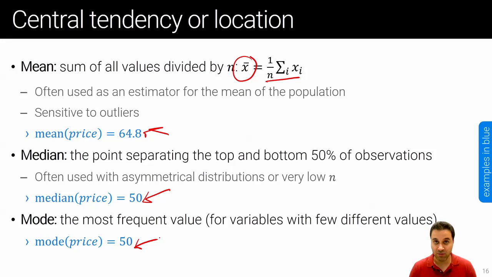But if we're measuring something with very fine resolution, it's very unlikely that we're interested in the mode because it just happens once or twice, maybe out of millions. And so use the mode only if you have very few different values. Then it could tell you something. Again, more often than not, we use the mean.